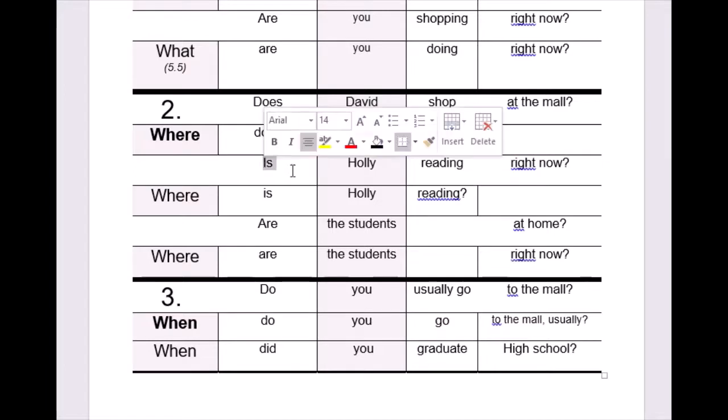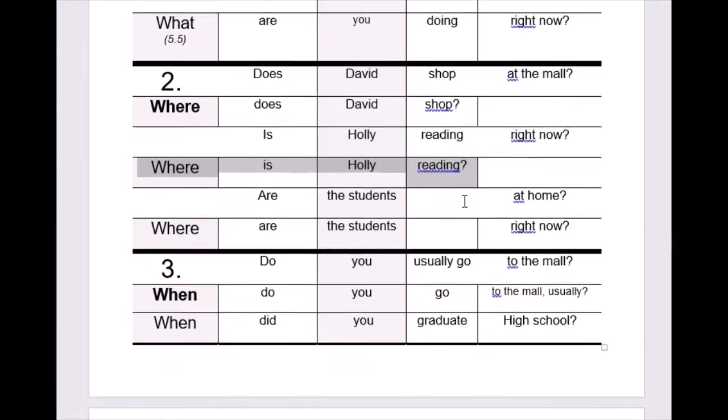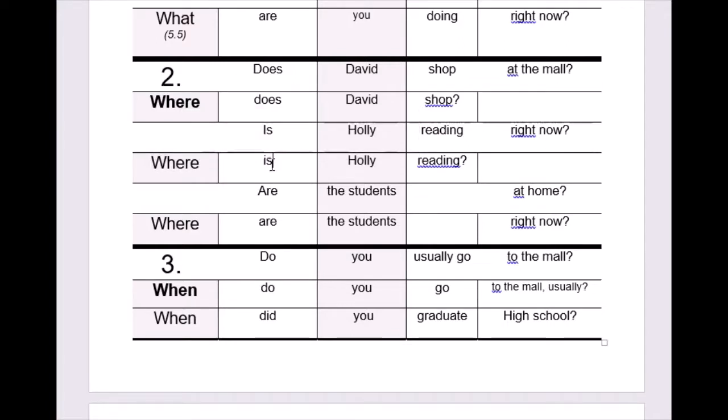Another example, yes or no question, is Holly reading right now? So I have my helper verb, subject, main verb, and then extra keywords. All right, but I want to know the location. Where is Holly reading? Okay, where is Holly reading? Where, question word, is, what type of verb is that? Is it a main verb or a helper verb? Helper verb. Holly, what part of the sentence? It's the subject, and then reading is the main verb, okay?